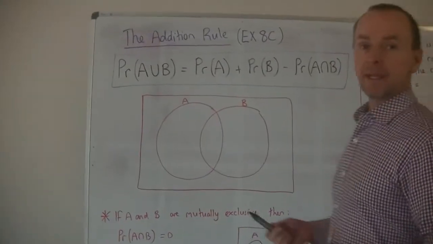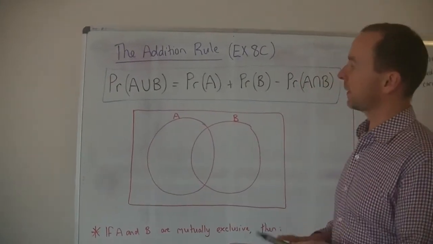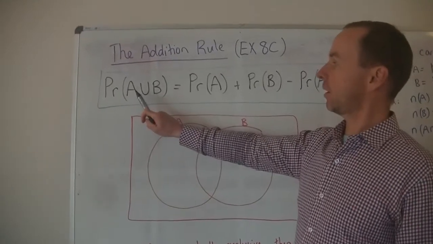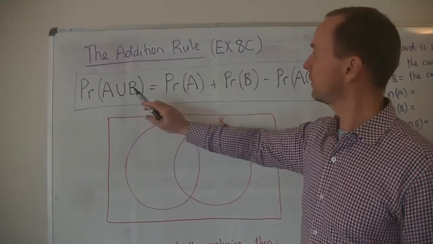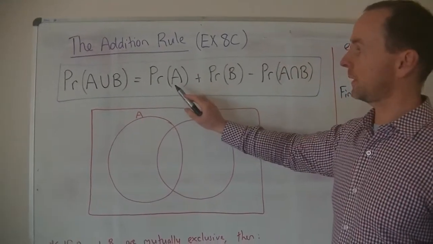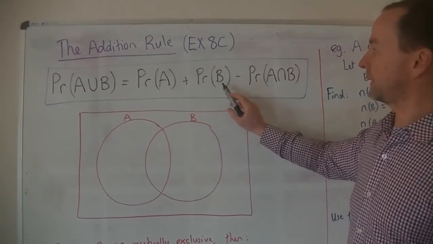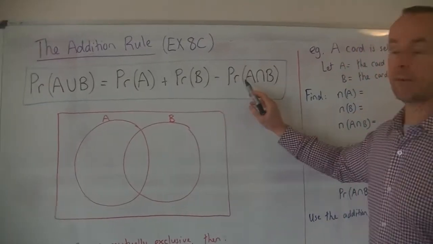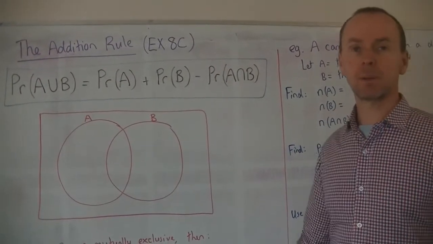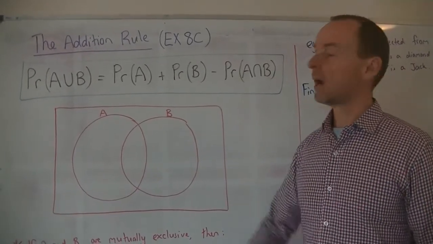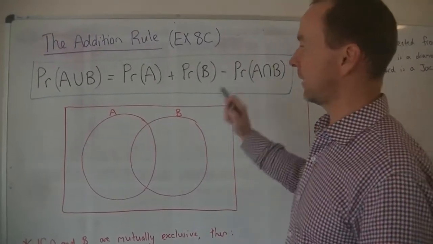Alrighty, so here's the one equation that you need to remember. The probability of A union B is equal to the probability of A plus the probability of B, and then minus the probability of the intersection of A and B. Now you're probably thinking, how the heck did they get that? I want to explain to you exactly how this works.